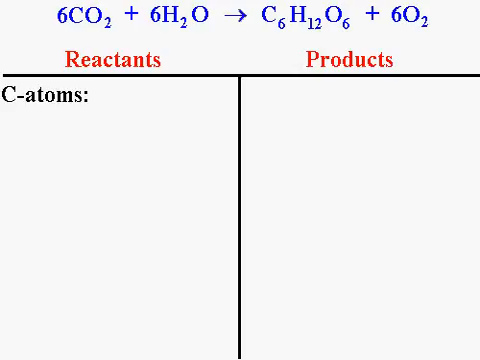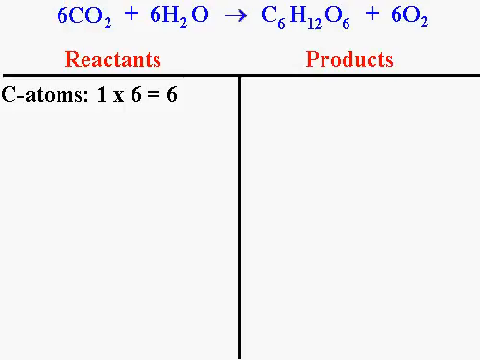Let's start with the first atom we see. The first atom we see is carbon. In CO2, there's one carbon atom because there's no subscript after the C. However, there are 6 CO2 molecules. So I have to take the number of carbon atoms in the molecule, 1, and multiply by the number of molecules, 6, and I find out that there are 6 carbon atoms on the reactant side of the equation.